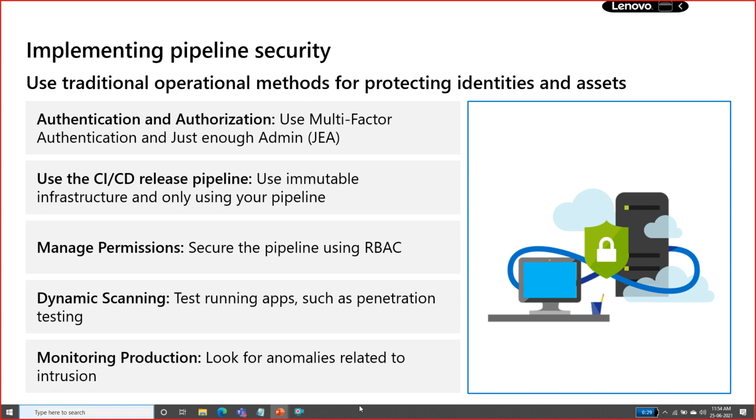Now, if you implement security into your pipeline, you can set authentication and authorization using multi-factor authentication. You can use a CI/CD release pipeline, because whatever gets generated is our artifact, and it has the immutability property whenever artifacts get generated. You can manage your permissions using role-based access control, that is called RBAC.